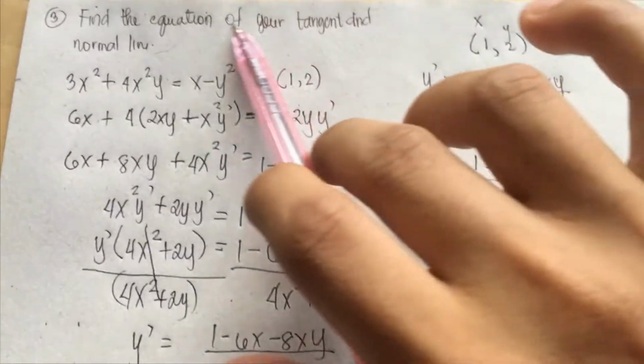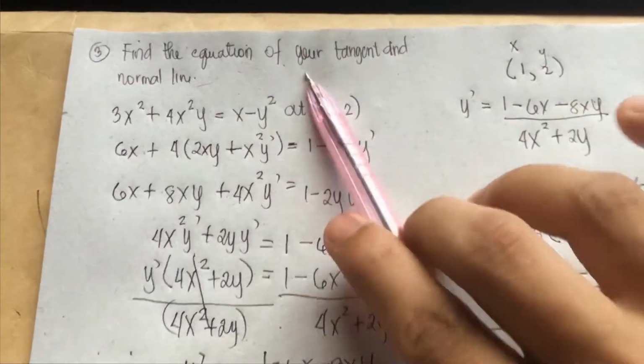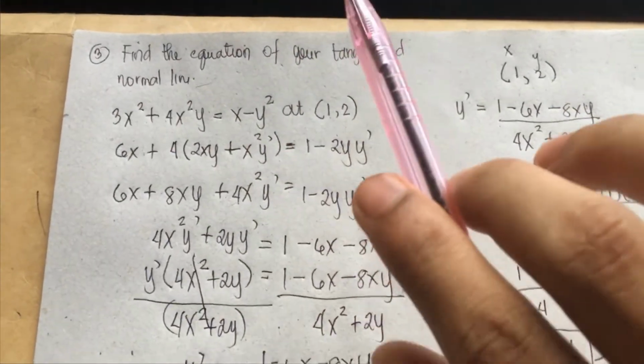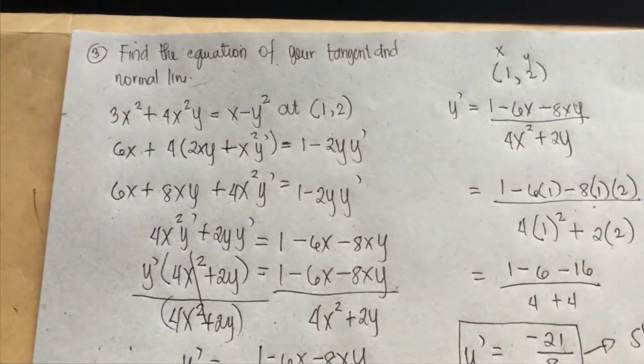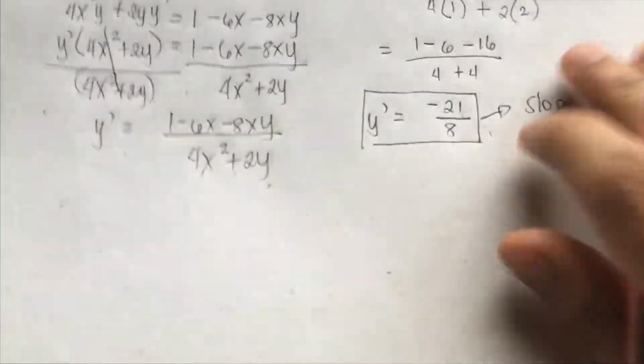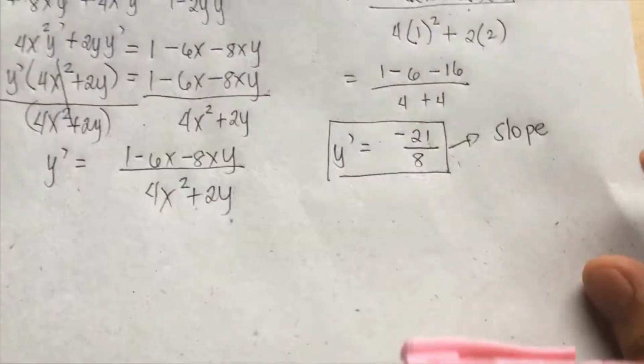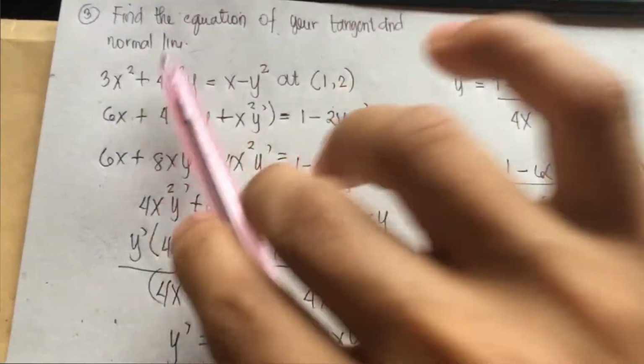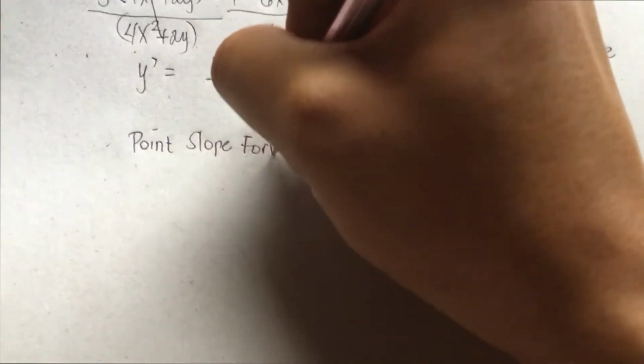Of course, you cannot find the equation of this one without the slope. Now, after getting the slope, in order for us to find the equation of your tangent and normal line, we are going to use the point slope formula.